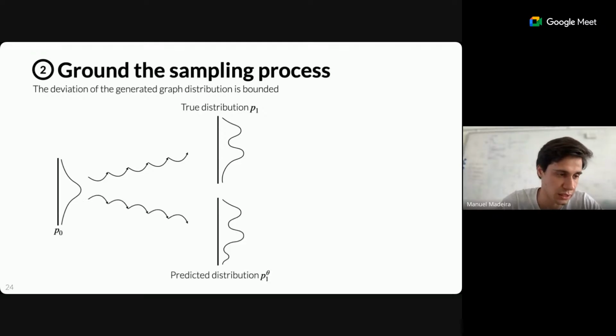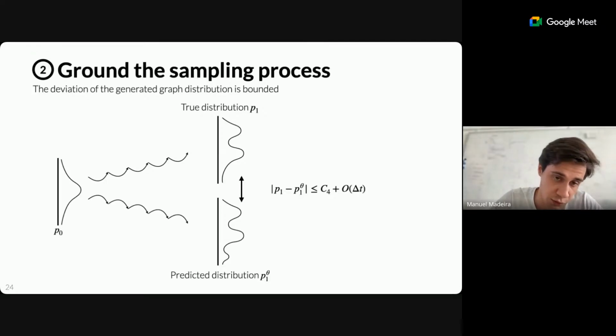For instance, we use the neural network, we discretize the simulation of the CTMC, and there's another approximation, which I'm not recalling right now, but it will come in a moment. Basically, the idea is that you're able to set up an upper bound on some notion of distance between these two probability distributions.